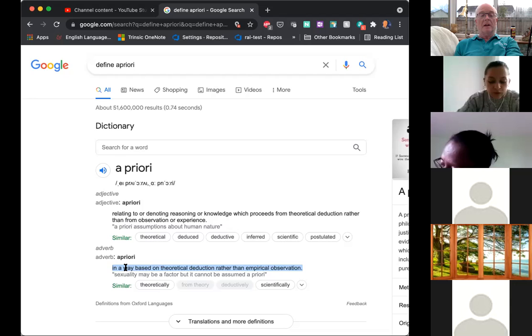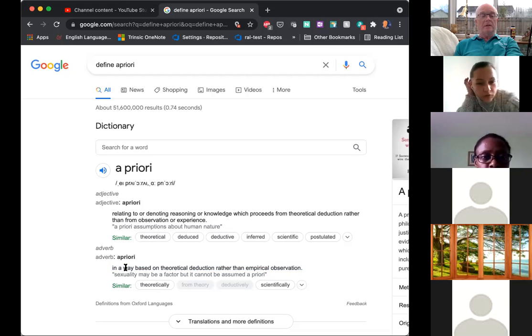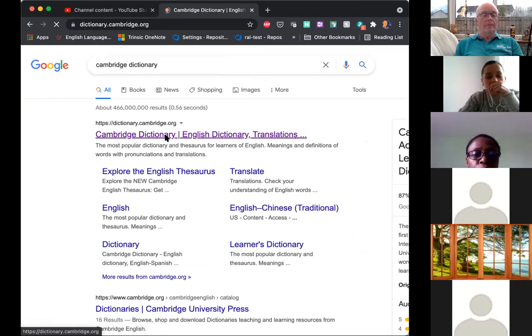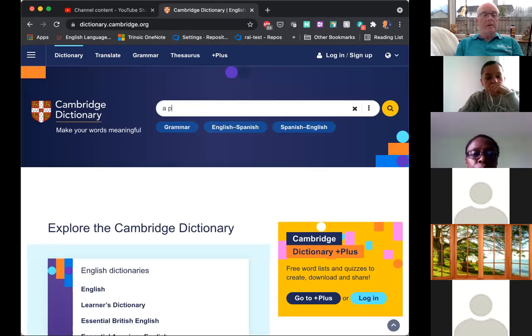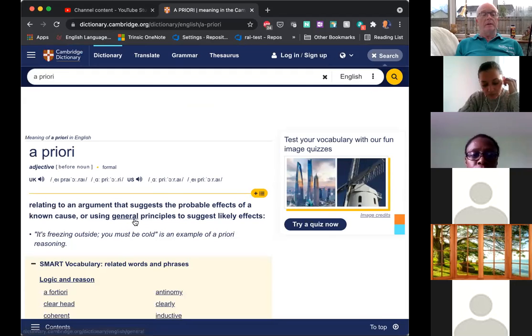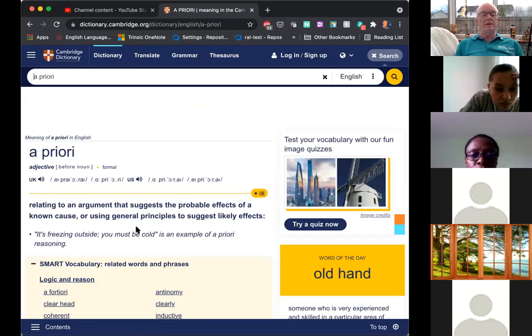Right, so neither of these guys are saying before. Interesting. Let's go to Cambridge Dictionary. Relating to an argument that suggests the probable effects of a known cause, or the general principles to suggest likely effects. It's freezing outside, so you must be cold. It's an example of an a priori reasoning. Yeah, because of one thing, then another thing.